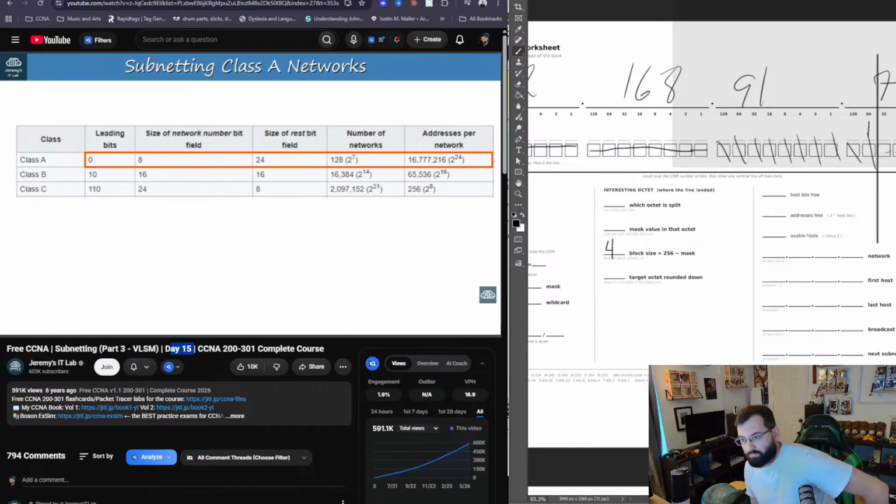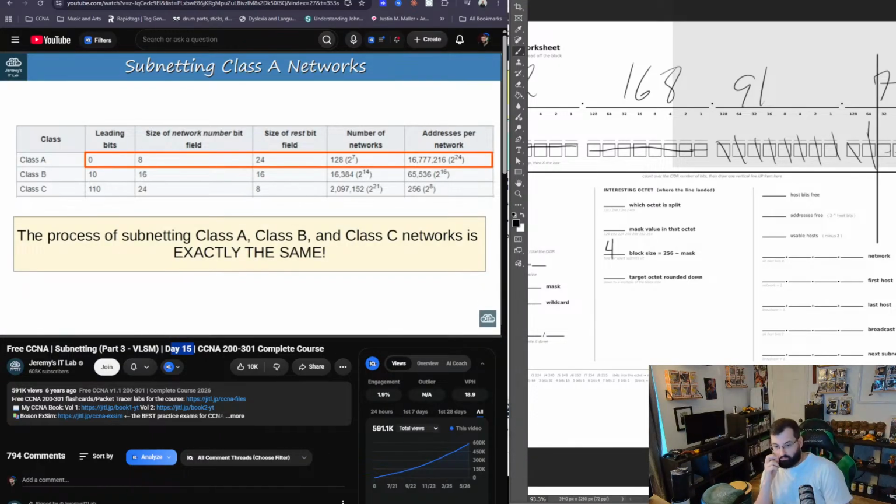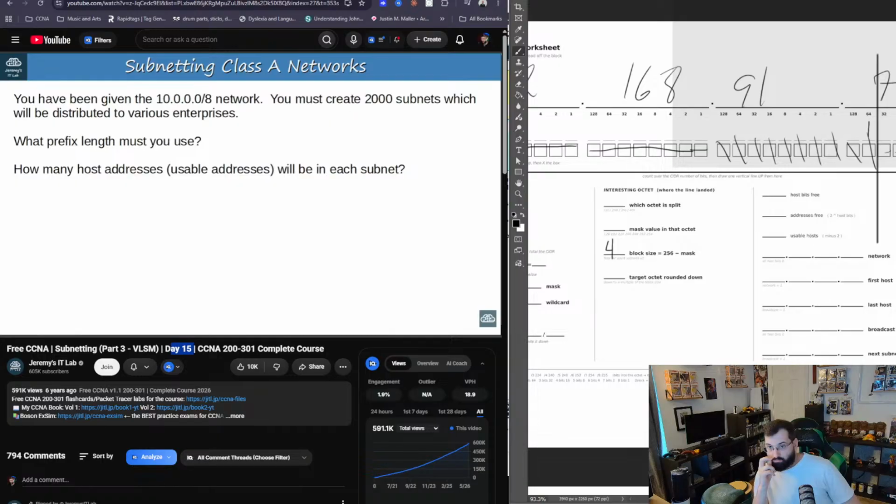However, let me remind you that the process of subnetting class A, class B, and class C networks is exactly the same. So let's just do 2 practice questions subnetting class A networks, and then let's move on to VLSM. You have been given the 10.0.0.0/8 network. You must create 2,000 subnets, which will be distributed to various enterprises. What prefix length must you use? How many host addresses or usable addresses will be in each subnet?